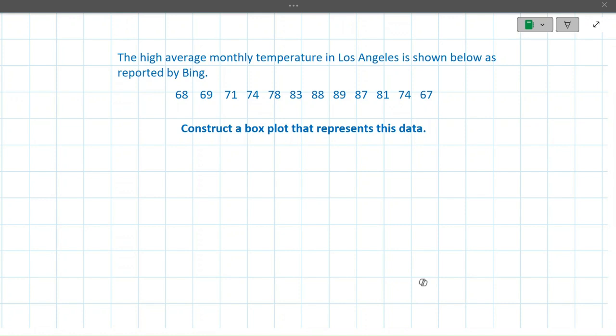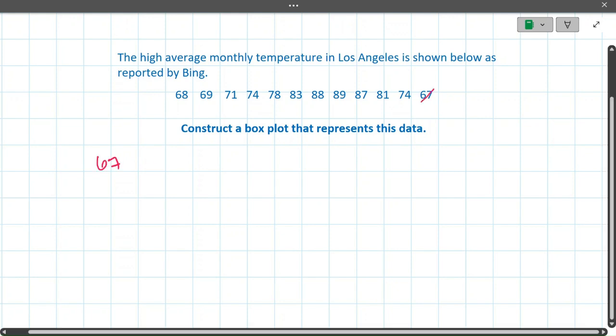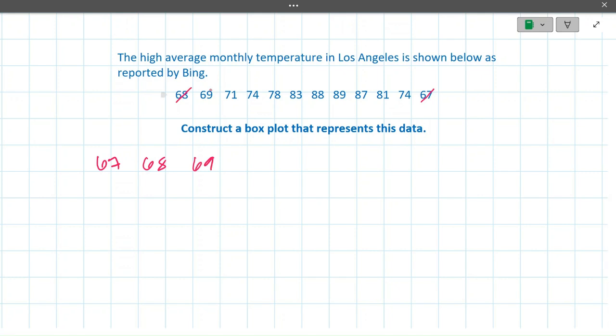I'm noticing first things first, this goes from January to December. It's the data set I pulled. The data is not in order. So the first thing we want to do is organize our data from smallest to greatest. So I'm going to go ahead and do that. I'm going to also cross these off. This is the strategy I use because otherwise I can't remember what I've written.